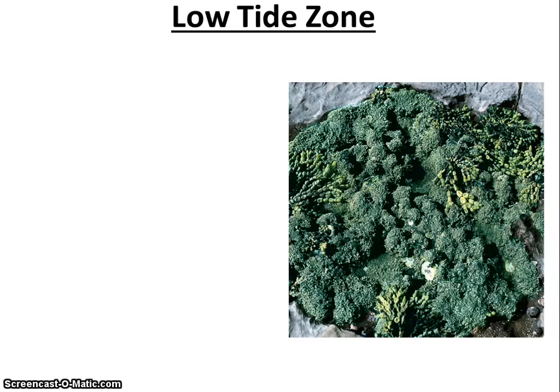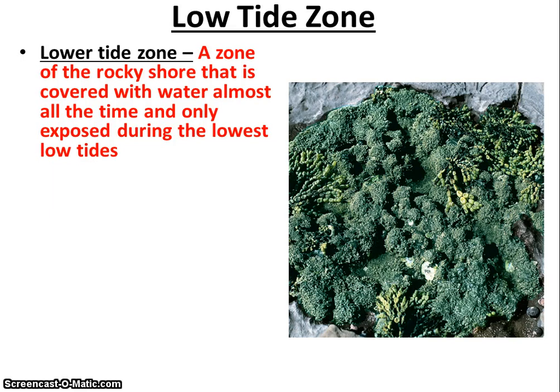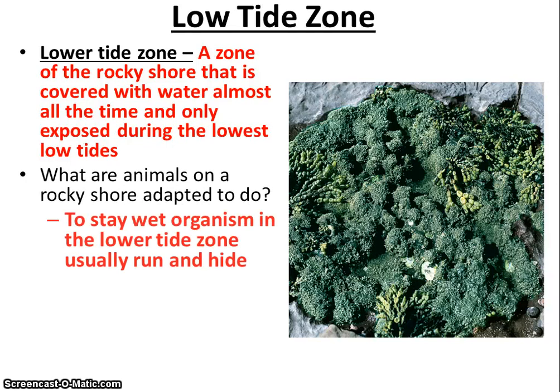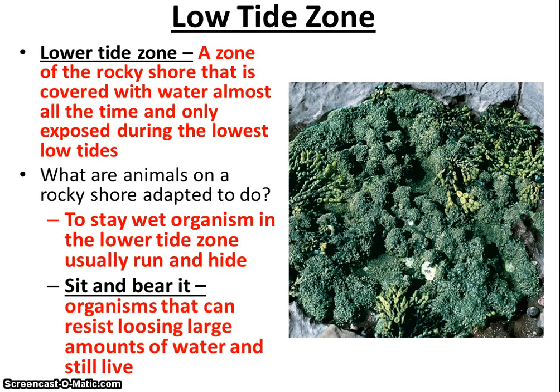The last zone of the rocky shore that I want to talk about is the low tide zone. Organisms in the low tide zone aren't very well adapted at resisting drying out. And the reason is quite simple. They're not dry for most of the day. Most of the day they're completely covered with water. Organisms that live here are usually seaweeds and sea mosses and that sort of thing. And these organisms usually sit and bear it. What that means is that organisms in the low tide zone stay wet by just sitting there and waiting for the tide to come back in.